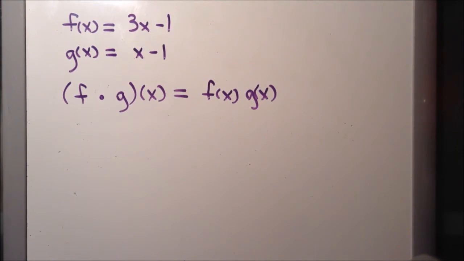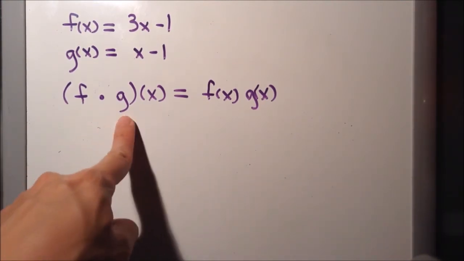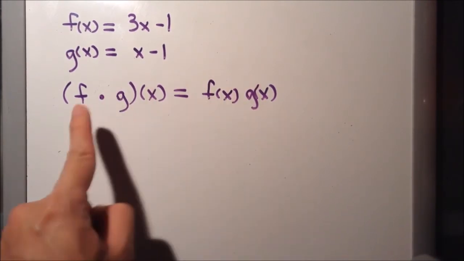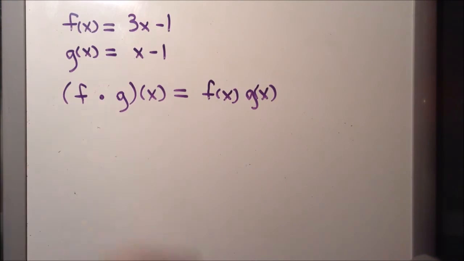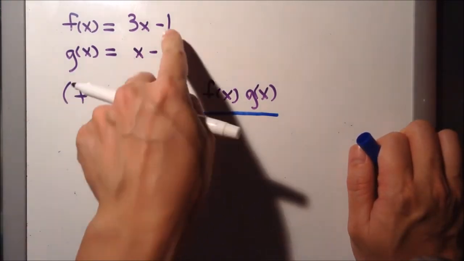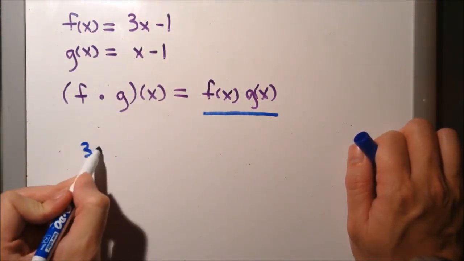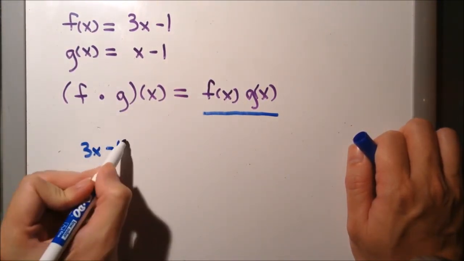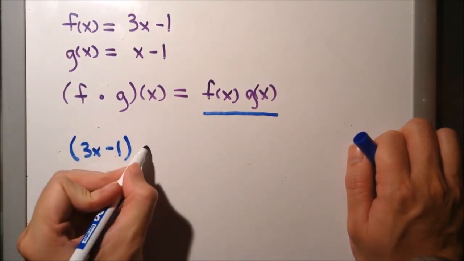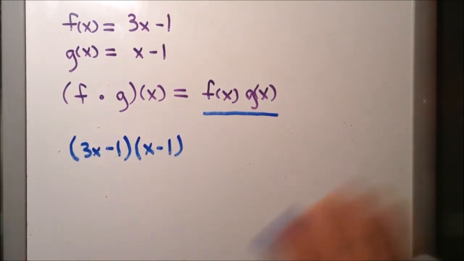Example 3. Now we're going to focus on multiplication. So f times g of x equals f of x times g of x. Keep in mind, multiplication is a dot. So following this format, we're going to multiply these two functions. For f of x, I'm going to write 3x minus 1 in parentheses, and then g of x, so x minus 1 in parentheses.